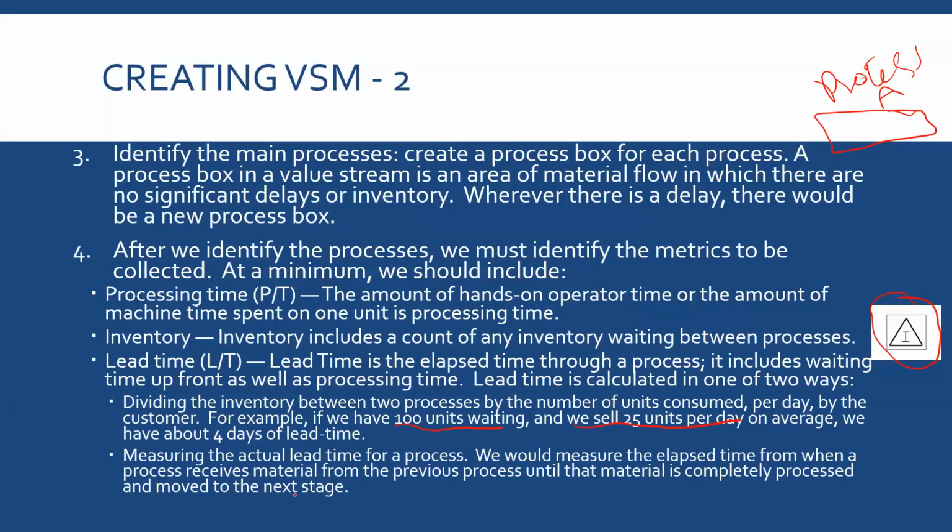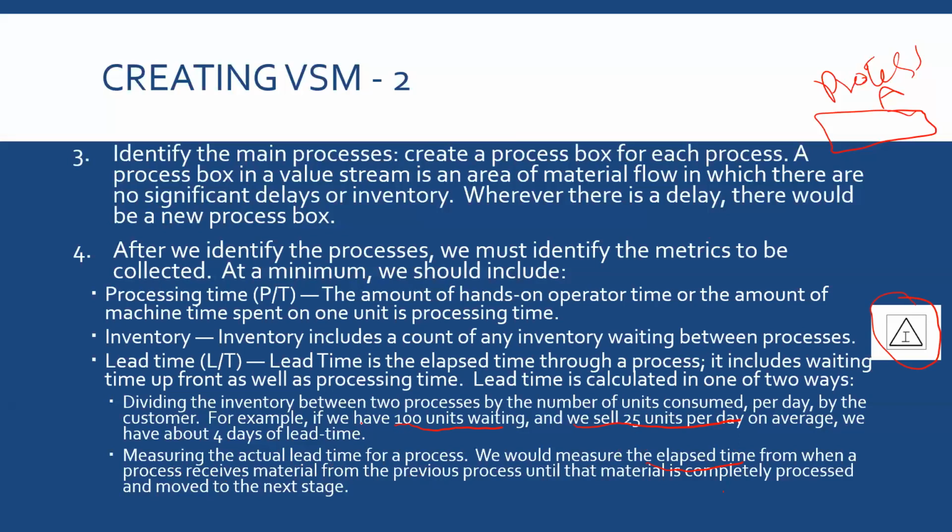Measuring the actual lead time for a process, we should measure the elapsed time from when the process received the material from the previous process until the material is completed, processed, and moved to the next stage. So what you need to do is measure the elapsed time from when a process receives the material from the previous one until the material is completely processed and moved to the next stage. This is what we call the lead time.